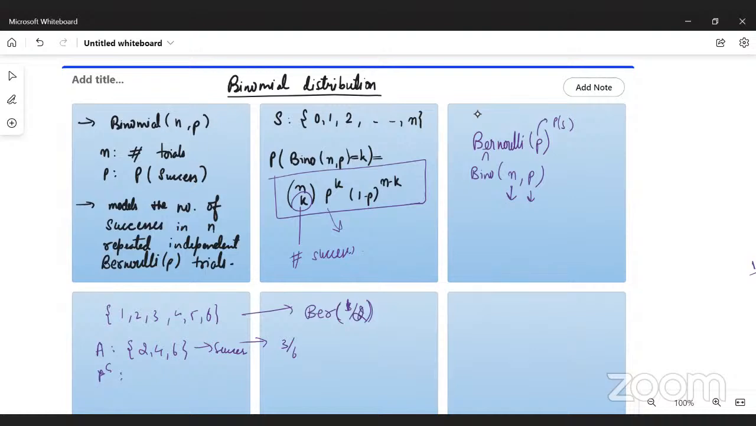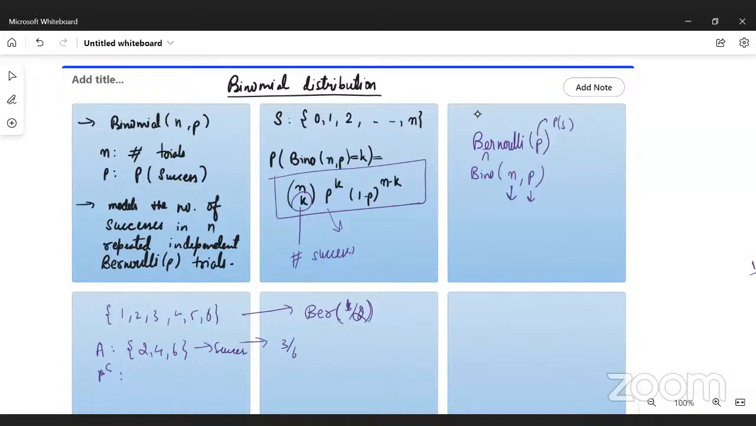How come range and sample space are different? Sample space is all those outcomes that you get, all the possible outcomes. And range is what all values your random variable can take, what all possible values your random variable can take. So both can be different, right?